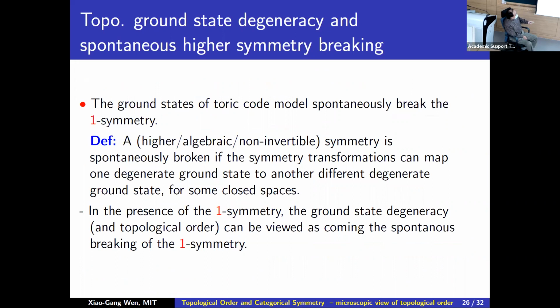Here I want to say that when you have a symmetry, what do you mean by spontaneous breaking of that symmetry? It really means that we have a ground state degeneracy. When you do a symmetry transformation, it can map one ground state to a different ground state. That's a very simple way to understand what symmetry breaking really means.